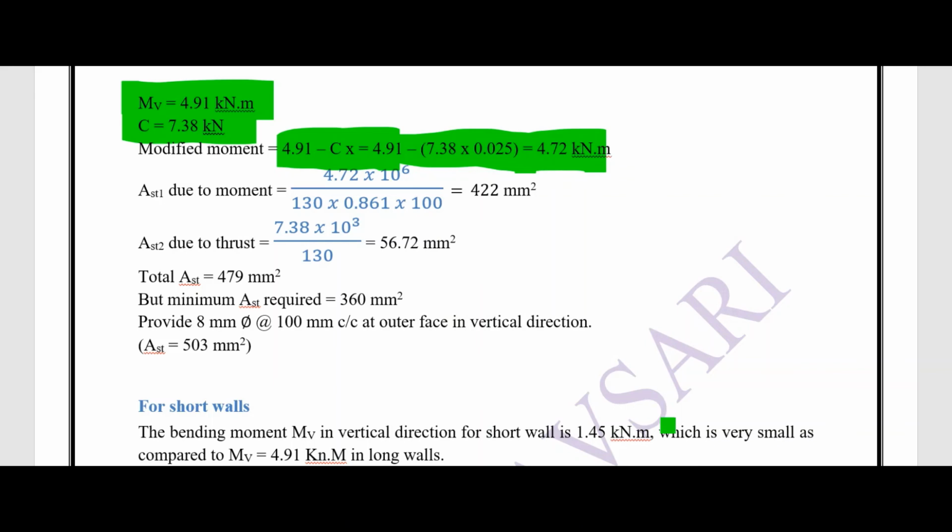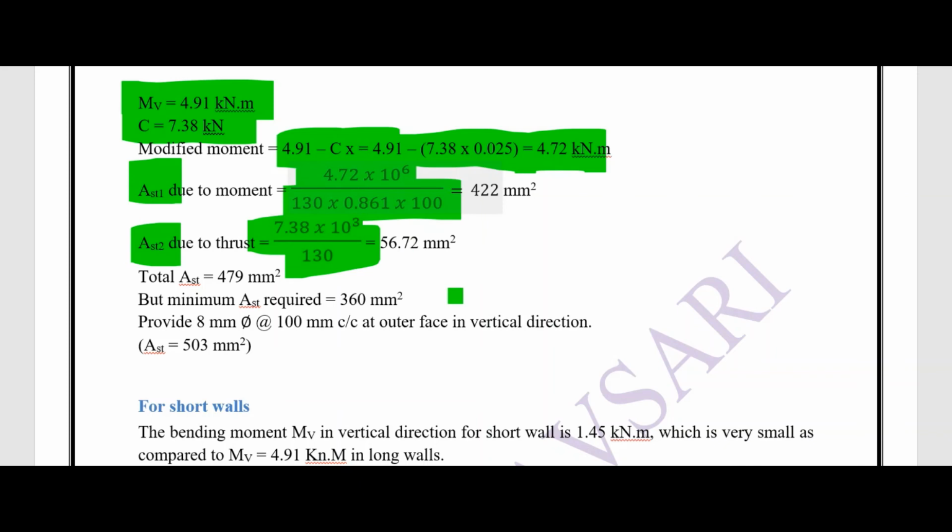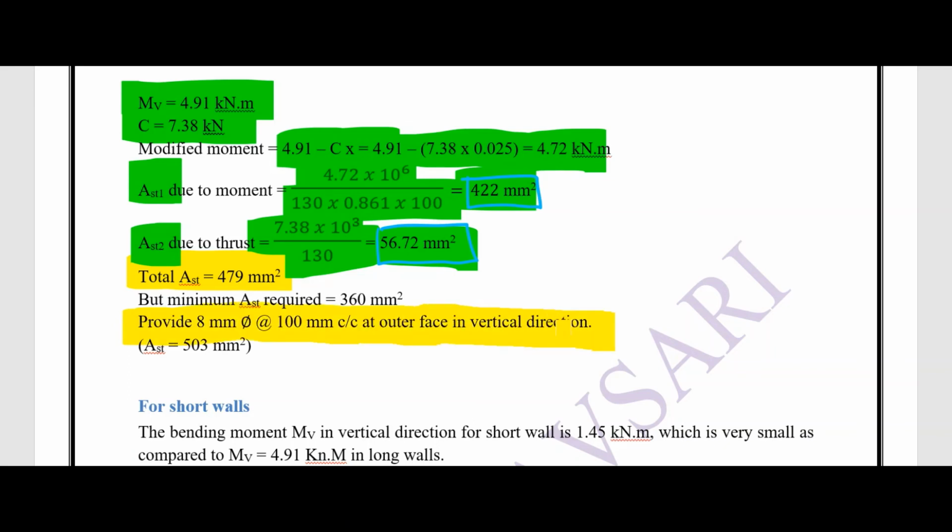Then after AST1, AST2, same equation, but the values will be different. We found AST1 is 4.22 mm square and 56.72 mm square. So total AST is 479 mm square. Now we are going to provide 8 mm dia at 100 mm center to center on the outer face in a vertical direction.